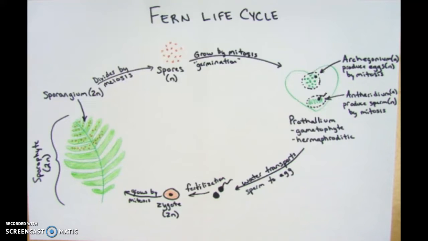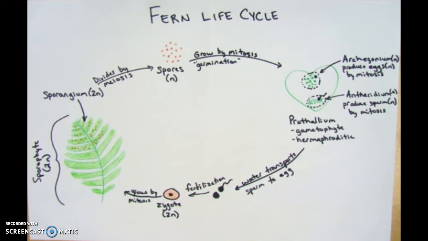All right, now we're going to cover the fern life cycle, which also shows alternation of generations, which means it's going to switch from a haploid gametophyte generation, and then it will also have a diploid sporophyte generation. And this is the fern, so it's actually considered a more advanced plant.